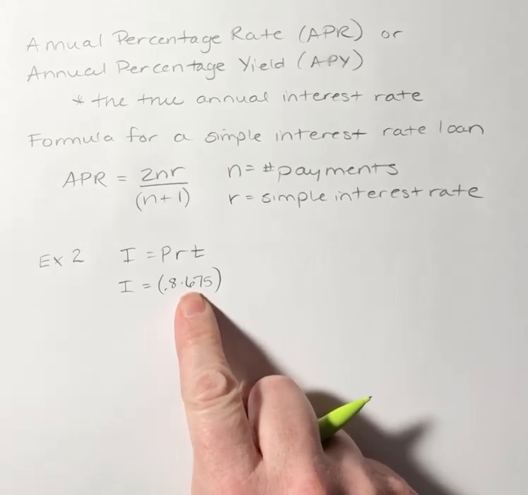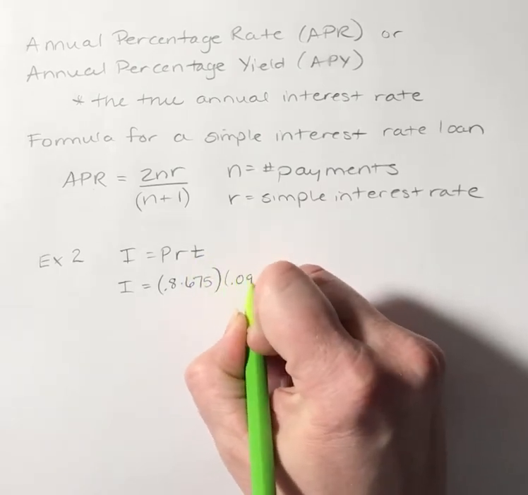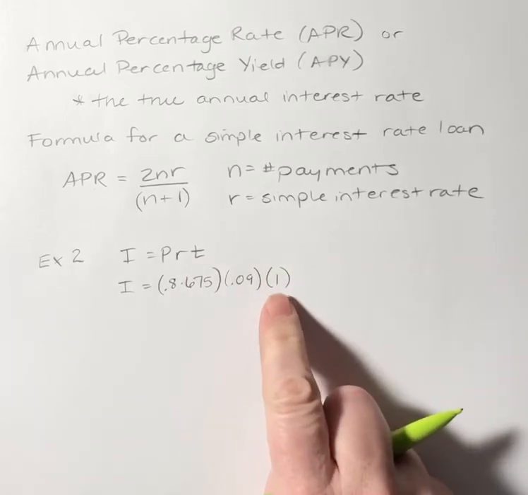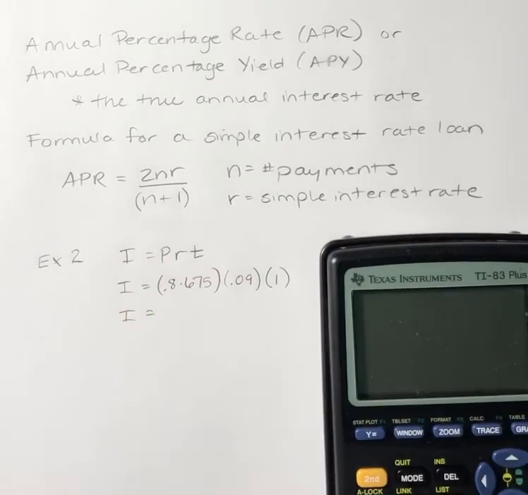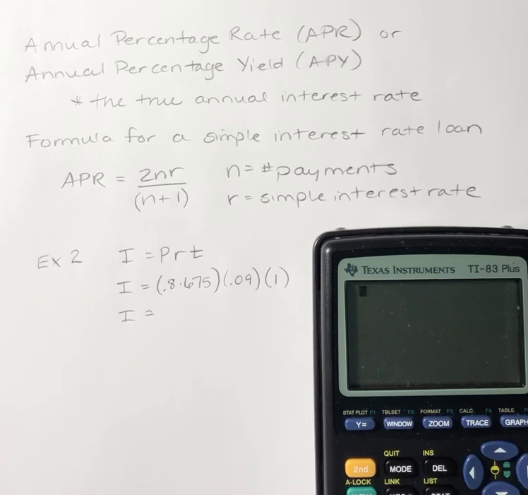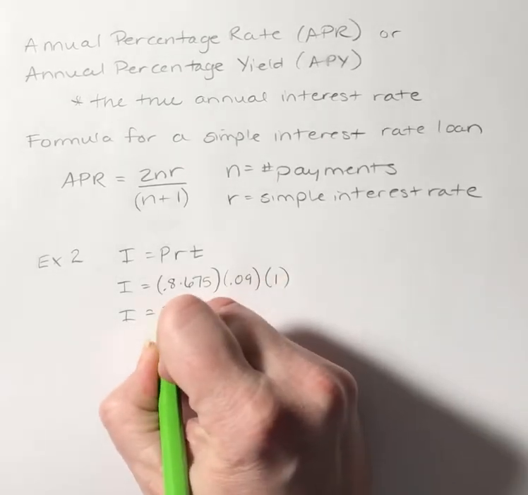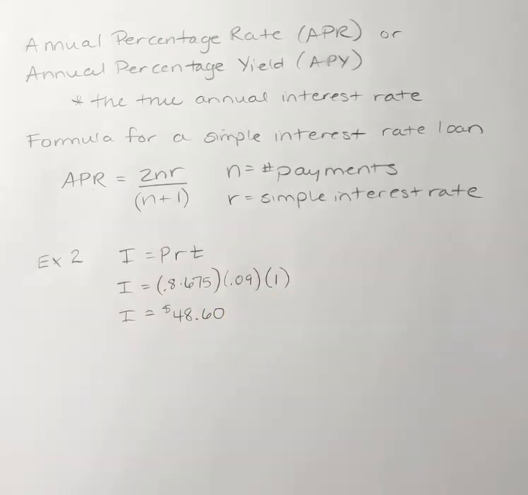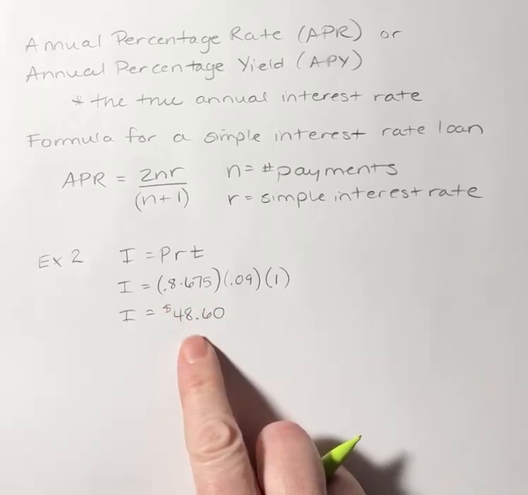Okay. And then my simple interest rate is 9%, so 0.09. And then my time is 12 months, but this is simple interest, so I have to have this in years. Okay. So my interest is going to be $48.60. So there is my finance charge, $48.60. Okay.